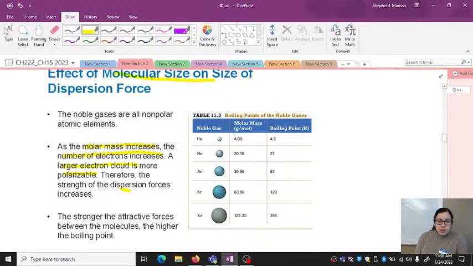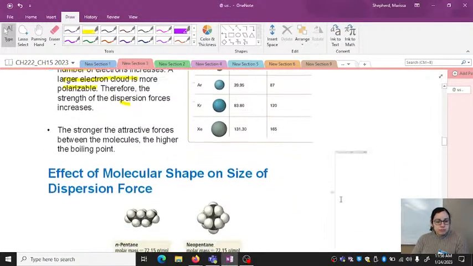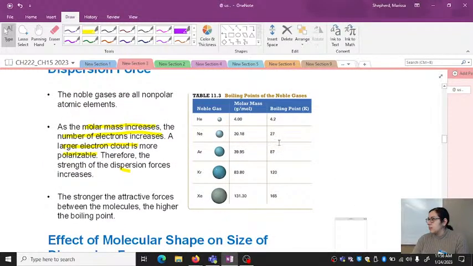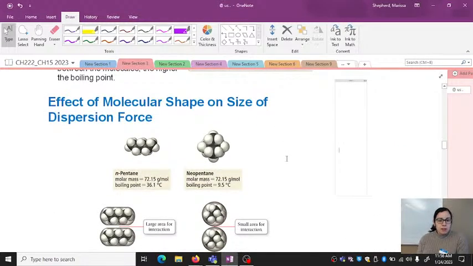So helium has the smallest mass and has the lowest boiling point of 4 Kelvin. Then if we go up from there, neon is about 20 grams per mole, then 27. You can keep reading the chart all the way up to xenon. It has the greatest molar mass of 131, and also has the greatest boiling point of 165 Kelvin. So greater mass, greater boiling point.